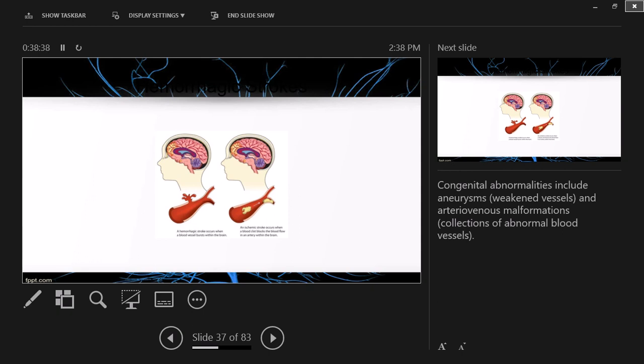We can also have causes of hemorrhagic stroke that are congenital. Basically, what happens is that at a junction, in some patients, that vessel is weakened rather than strengthened, and that's where the blowout occurs.